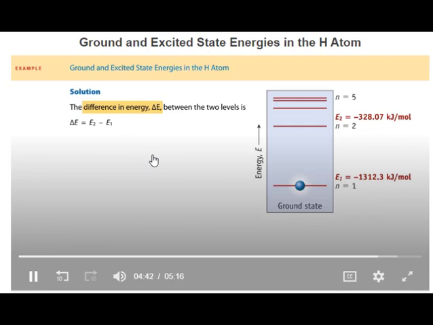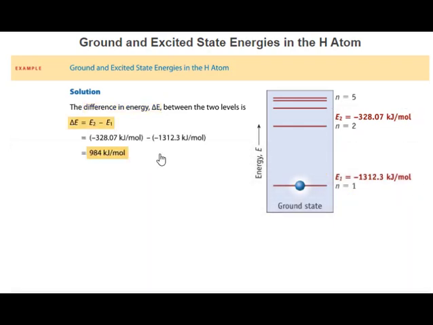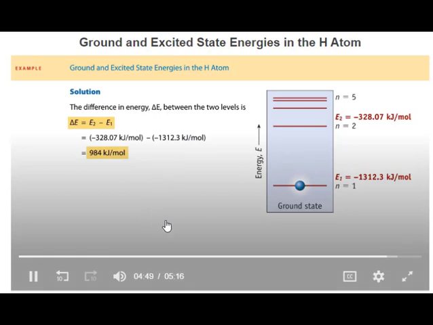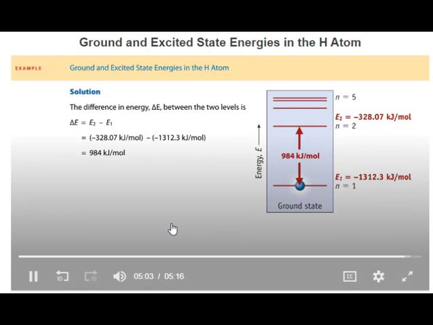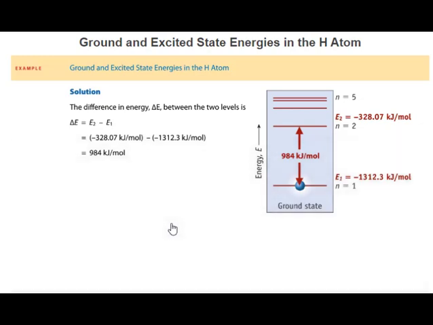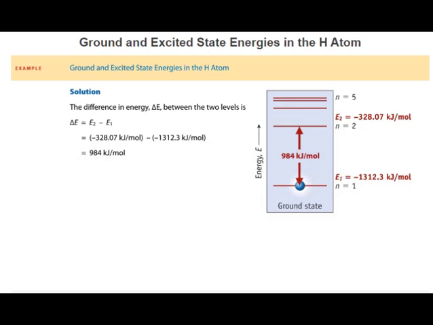What is the energy difference between the n equals 1 and n equals 2 levels? It is 984 kilojoules per mole. What this means is that to move an electron from n equals 1 to n equals 2 in a mole of hydrogen atoms, 984 kilojoules per mole are required. If the electron returns to the n equals 1 level, then 984 kilojoules are emitted. This is the key to thinking about the spectra of atoms, as you will see in more examples in this section of the book.